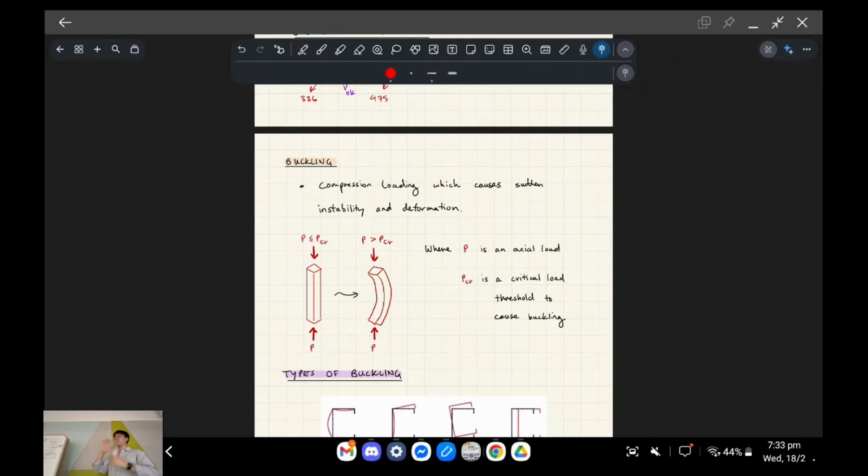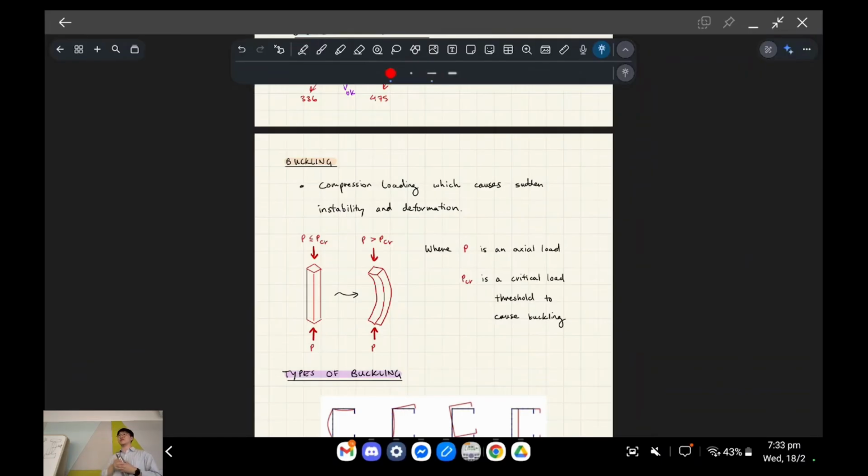Compression buckling. So the big part of this course, and probably the hardest concept to grasp, is compression buckling, which is in the compression portion of the course, and flexural buckling, which is even harder to grasp, and it's in the flexion part of this course.